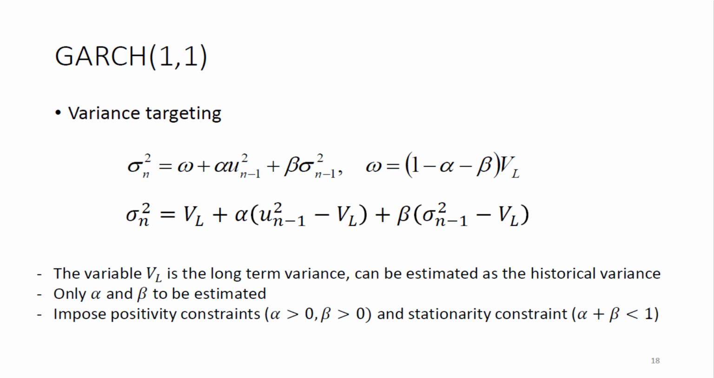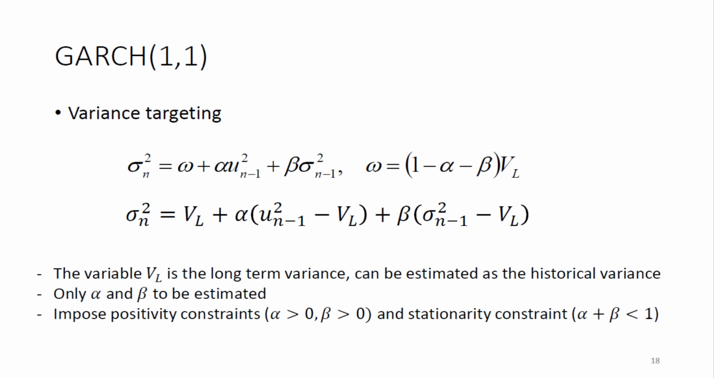And the effect of the variance in the previous period, the sigma n minus 1 squared, is also considered in excess of the long-term variance. So it's a model where all variables are now considered in excess of the long-term variance.